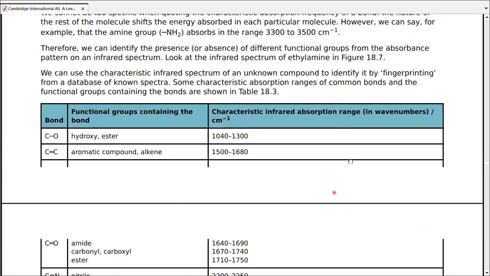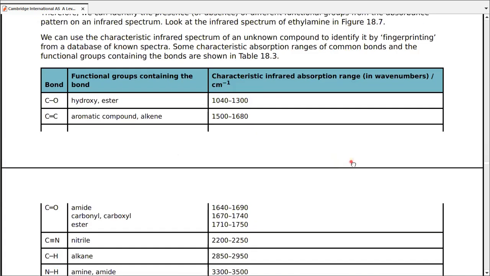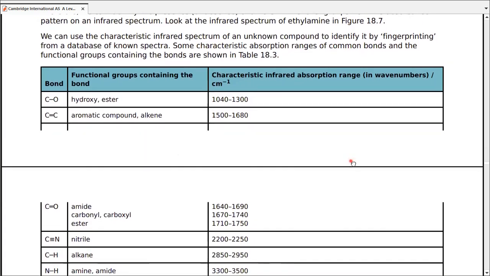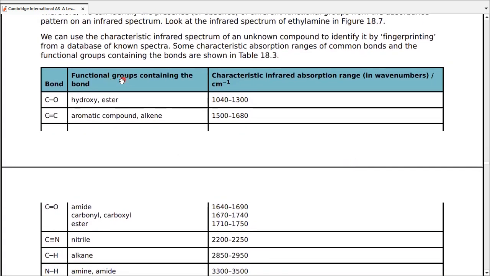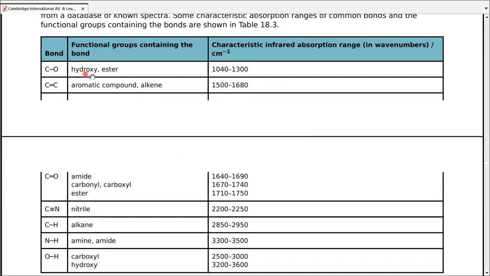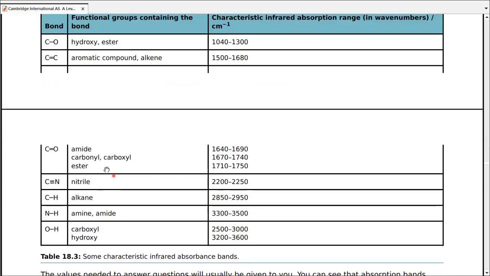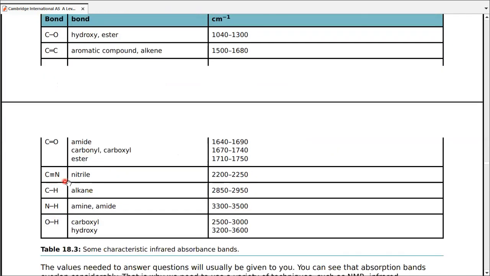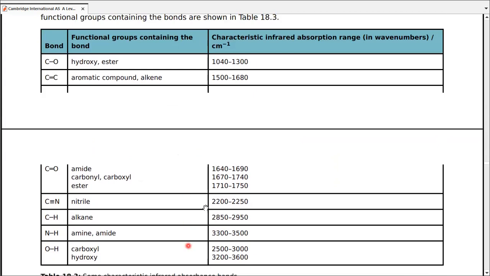So there we go. We have a huge table over here, table 18.3, which gives us the idea of the functional groups, which contain specific bonds, and the characteristic IR absorption range in wave numbers for those functional groups. Now we have C-O for alcohols or esters, C=C, carbon-carbon double bond, or carbon double bond oxygen, or carbon triple bond nitrogen, C-H, N-H, O-H.